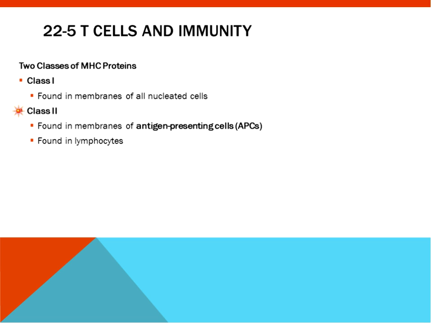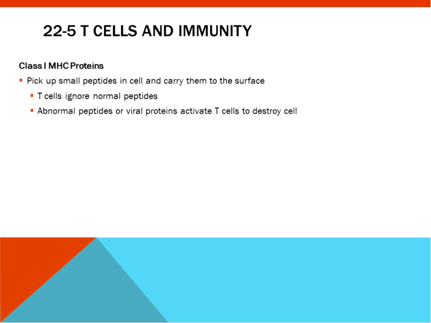So 2 types of MHC markers. Class 1 found in all nucleated cells. Class 2 is only going to be found on specific types of cells, those antigen-presenting cells and other lymphocytes.